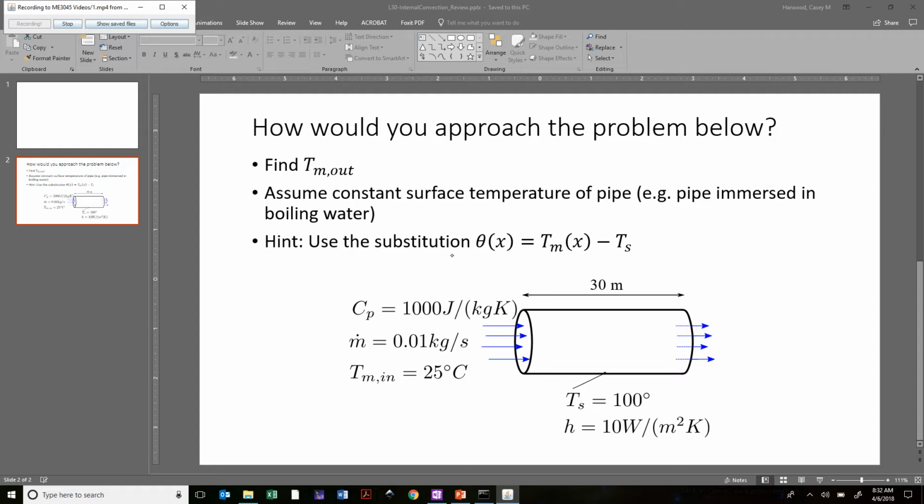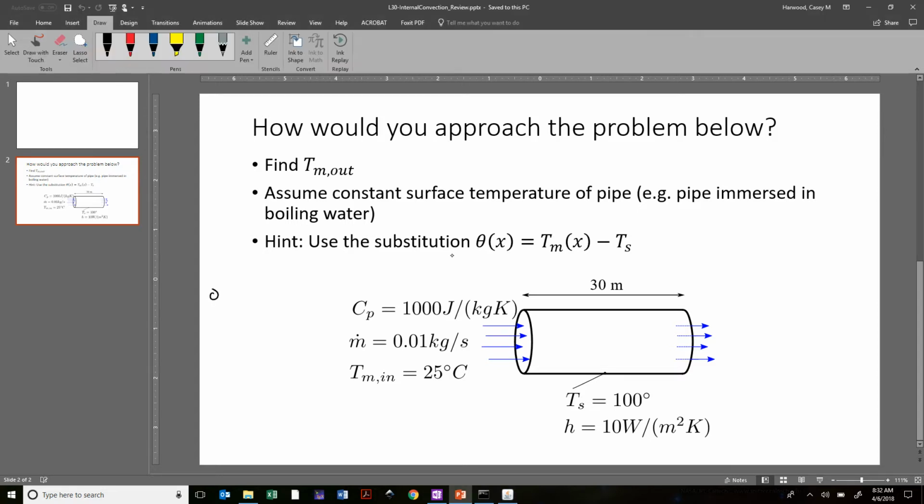Oh, may as well write them down now. dTm/dx equals P over m dot Cp times either q double prime, or P over m dot Cp times h times (Ts minus Tm). So you have two different versions of this you can use. In either case, it's going to be a differential equation, but one of these is good if you happen to know the heat flux rate.